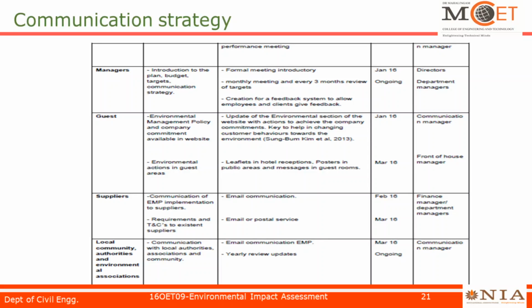So how it is done: formal meeting, monthly meeting, every 3 months review of targets, creation of feedback system to allow employees and clients to give feedback. So when it is going on, who is responsible for that? Yes, this is the next stakeholder. Yes. So environmental management policy and company commitment available on website.